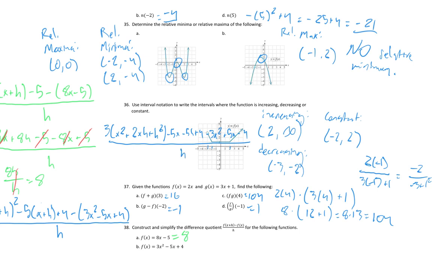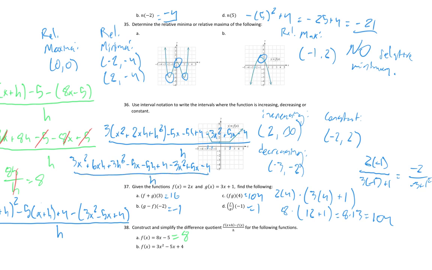So I'll write that out all over. We'll distribute that 3, so 3x squared plus 6xh plus 3h squared minus 5x minus 5h plus 4 minus 3x squared plus 5x minus 4.